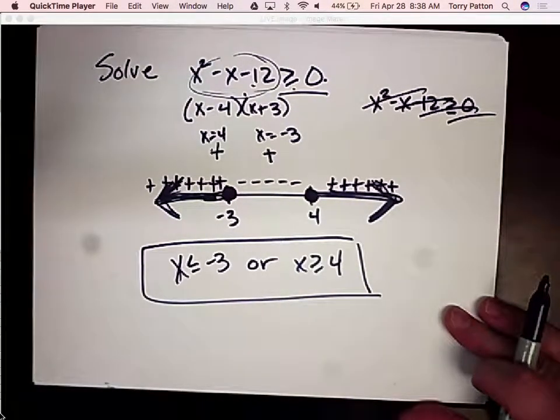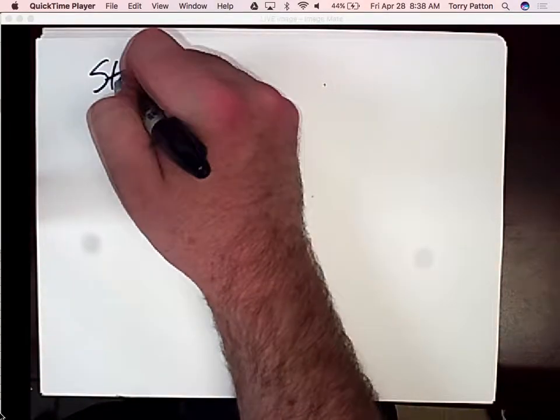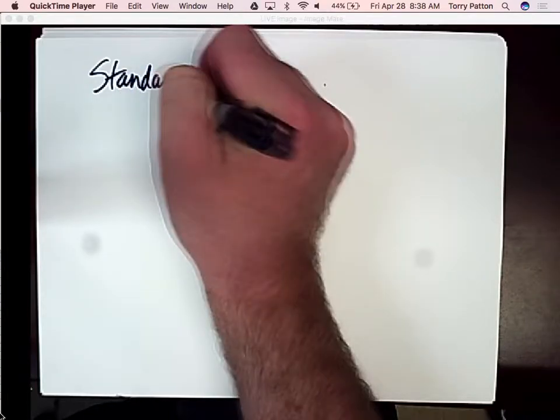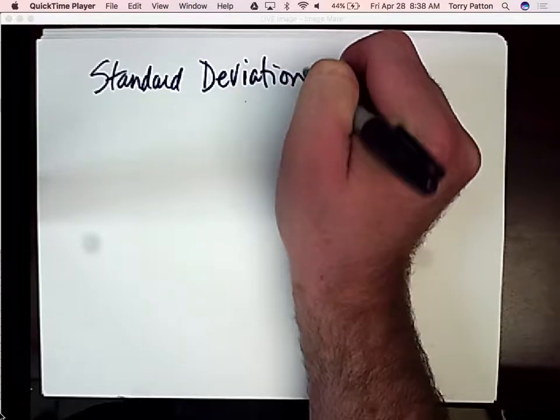Okay? All right. The last thing we're going to do, and I'm just going to introduce it, is 6-8. I'm going to talk about standard deviation. Should we take notes on this? Yes.